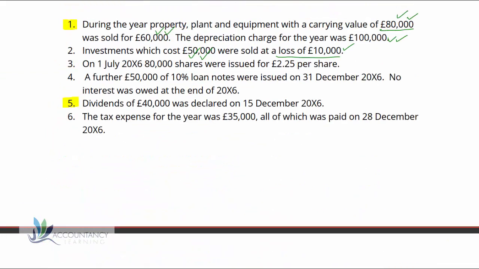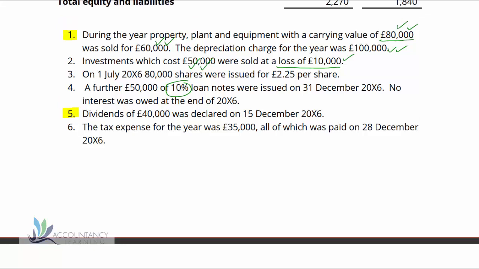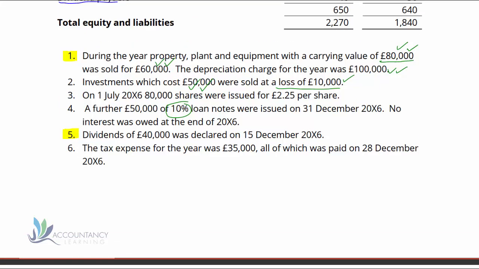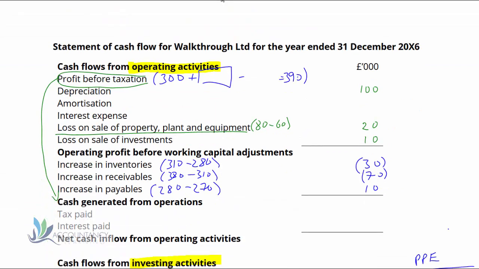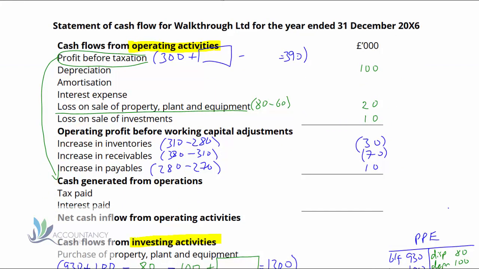So next, a further 50,000 of 10% loan notes were issued, where we already put that 50,000 in our answer, didn't we? But it tells us no interest was owed at the end of 20x6. Okay, so there's a reminder here that we need to deal with the interest, and we saw, didn't we, that these are 10% loan notes. So that means that if no interest was owed at the end of the year, then the interest must have been paid. So if you remember that interest appears twice in our cash flow statement, and both occurrences are in the first part of the cash flow statement.